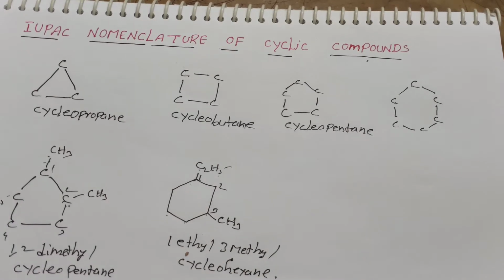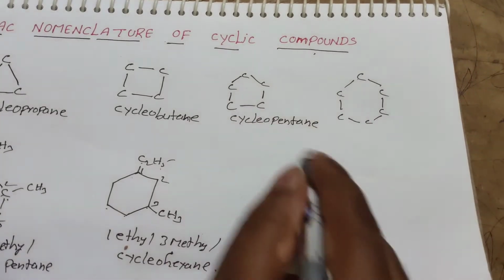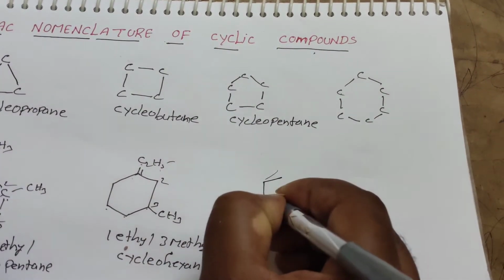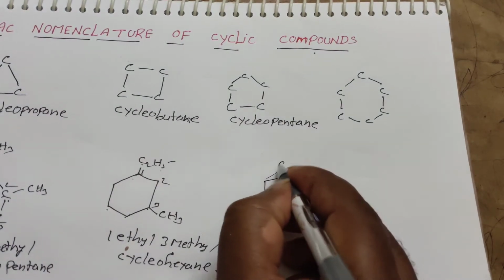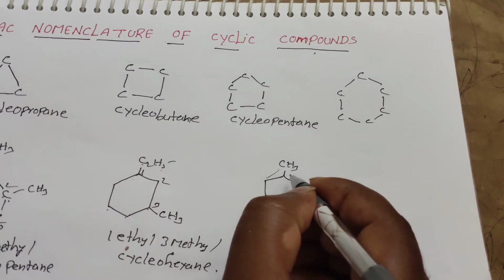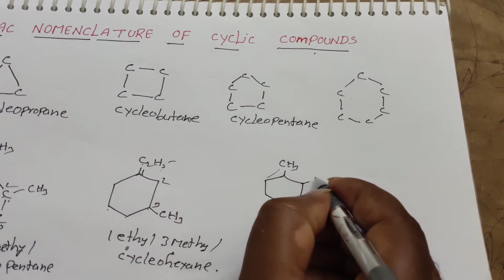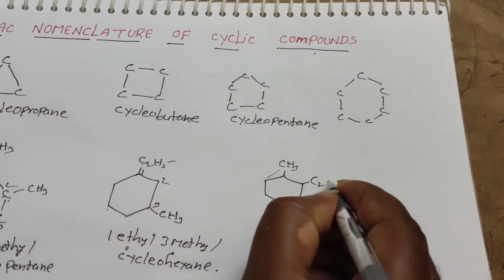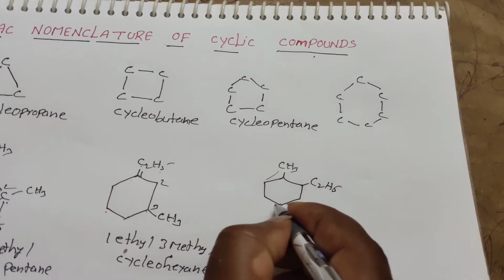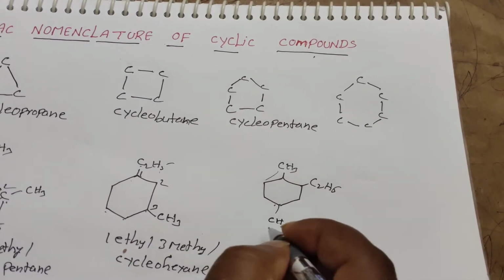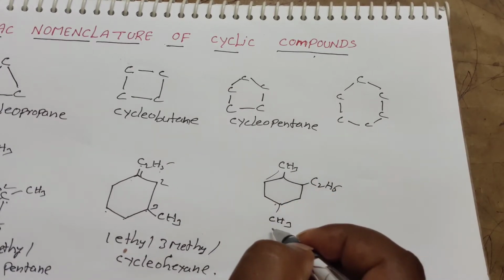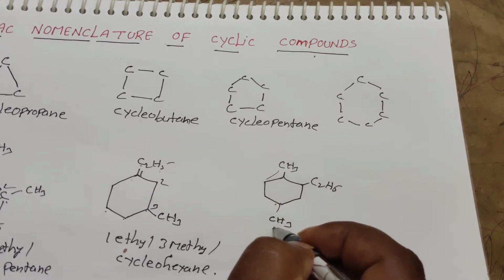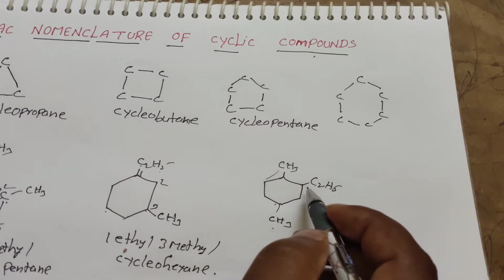Okay, students. Next, one more example. Here I am writing the basic skeleton, cyclohexane. In the cyclohexane I am taking a methyl group, another methyl group, and an ethyl group, C2H5, and one more methyl group. So the first position and the fourth position have methyl groups, and the second position has the ethyl group.